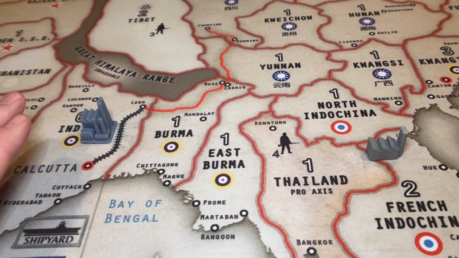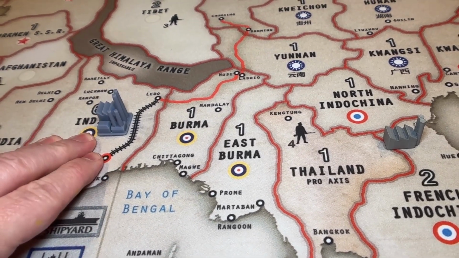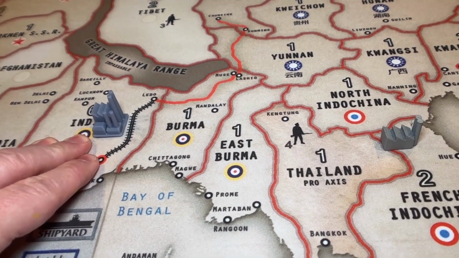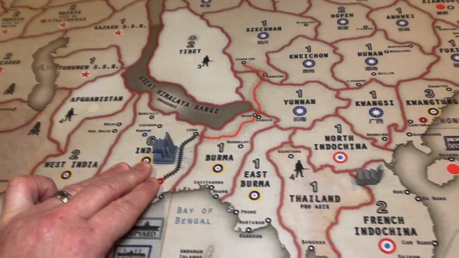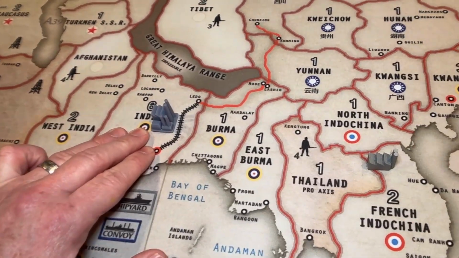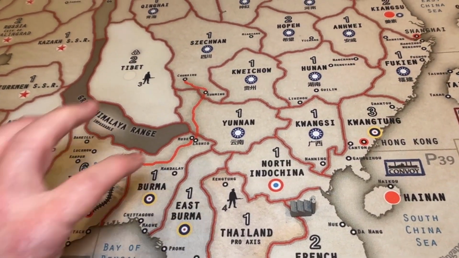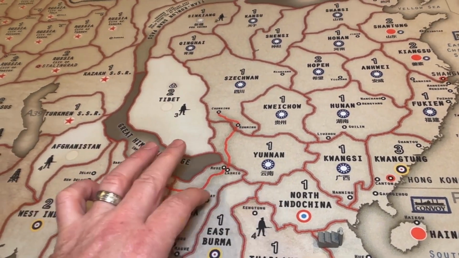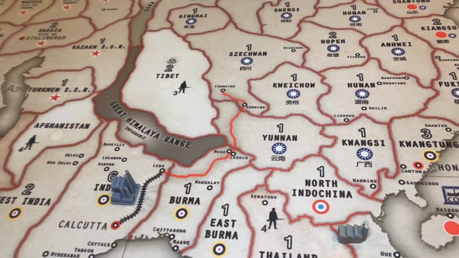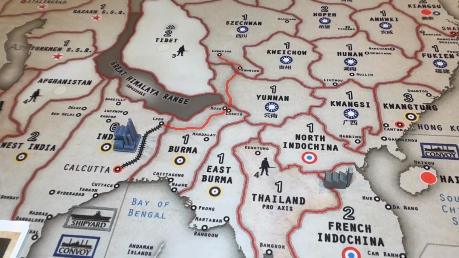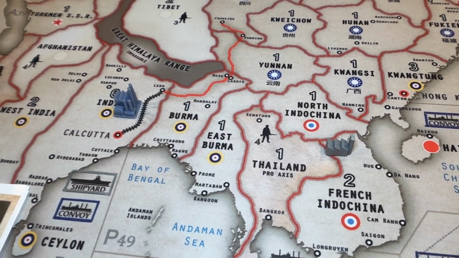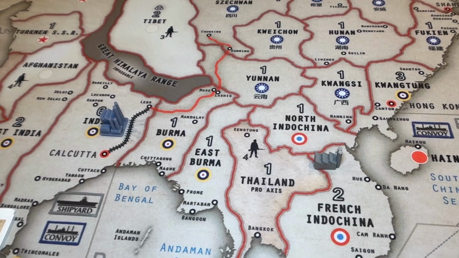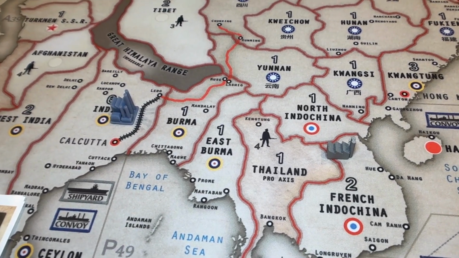So if you have land units here in Calcutta, for example, in India, at the end of combat, and you want to move them in the non-combat phase, you can do that 1, 2, 3, 1, 2, 3, 1, 2, 3, automatically. It doesn't matter if they're infantry that can only move 1, tanks that can only move 2. You can rail them up to 3 spaces.